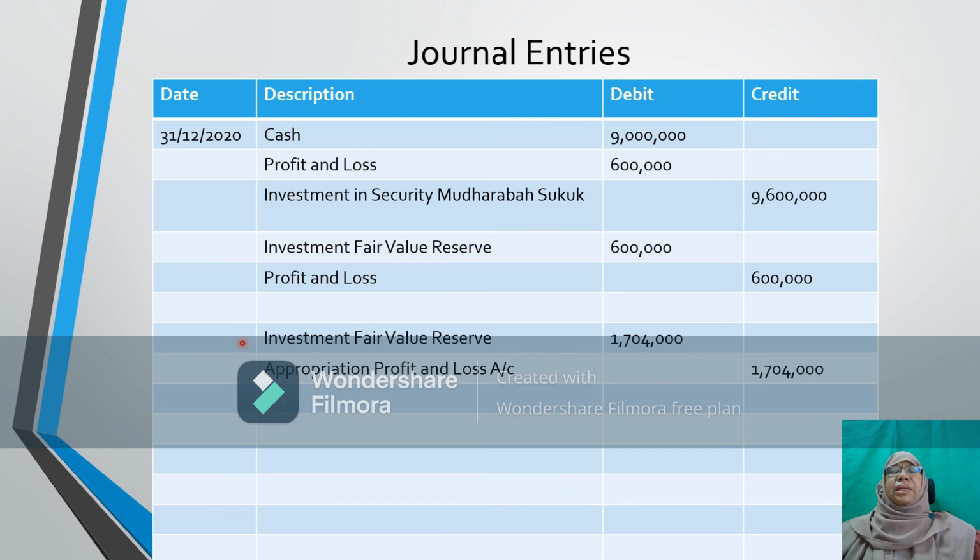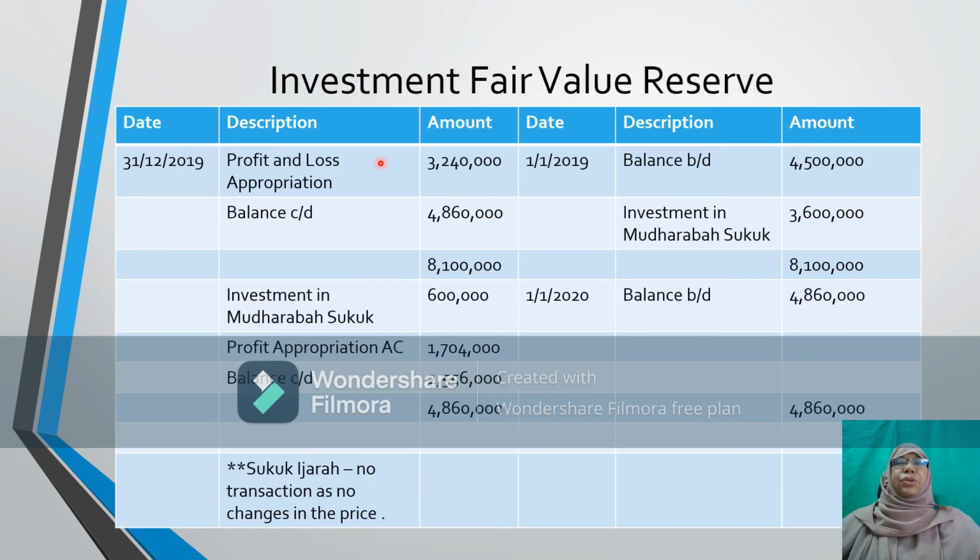So another journal entry will be used to implement the policy. That will give you debit investment fair value reserve, total 1.704 million, and credit appropriation profit and loss 1.704 million. And how do I get that? Let us visualize the effect of the above transaction in the investment fair value reserve. From the journal entries affecting investment fair value reserve, this is how it looks.